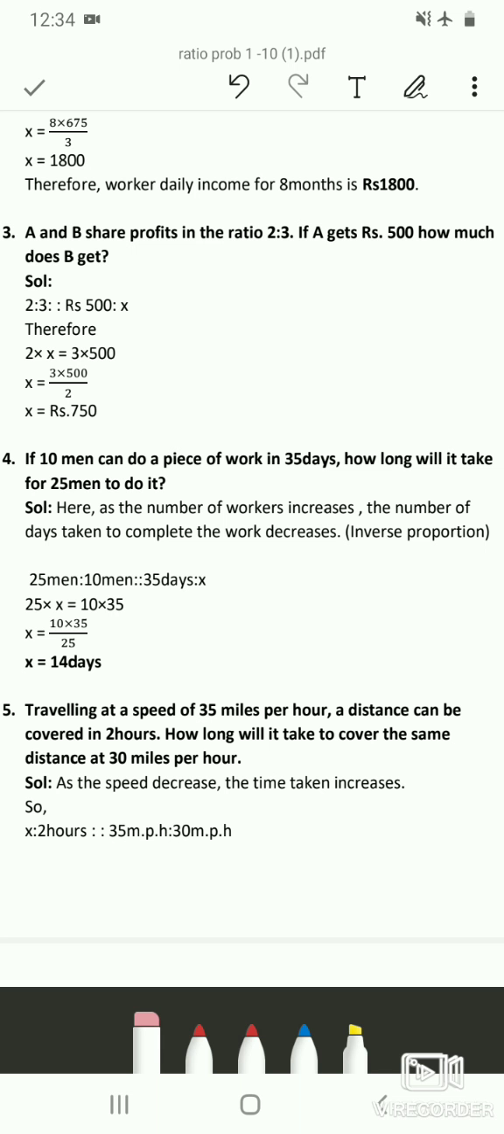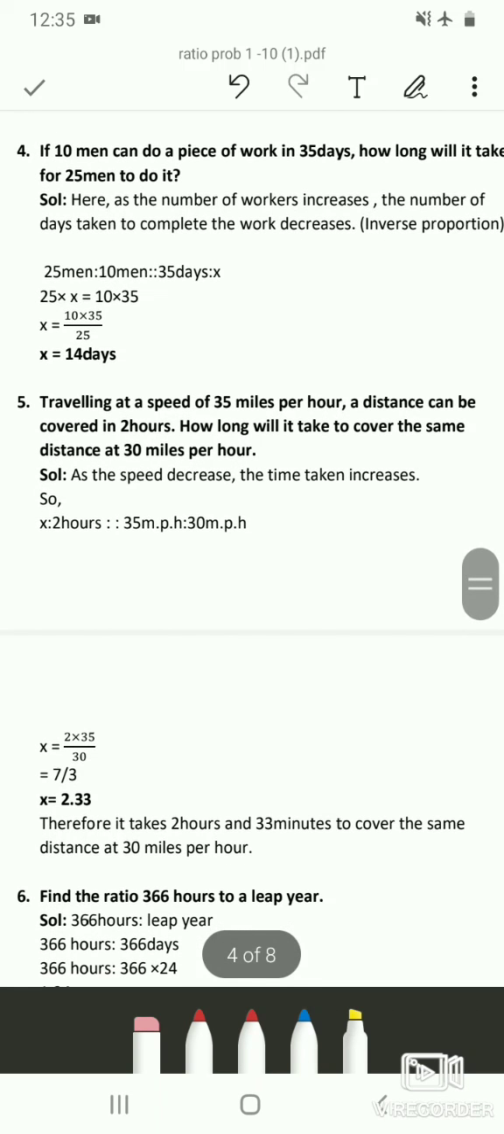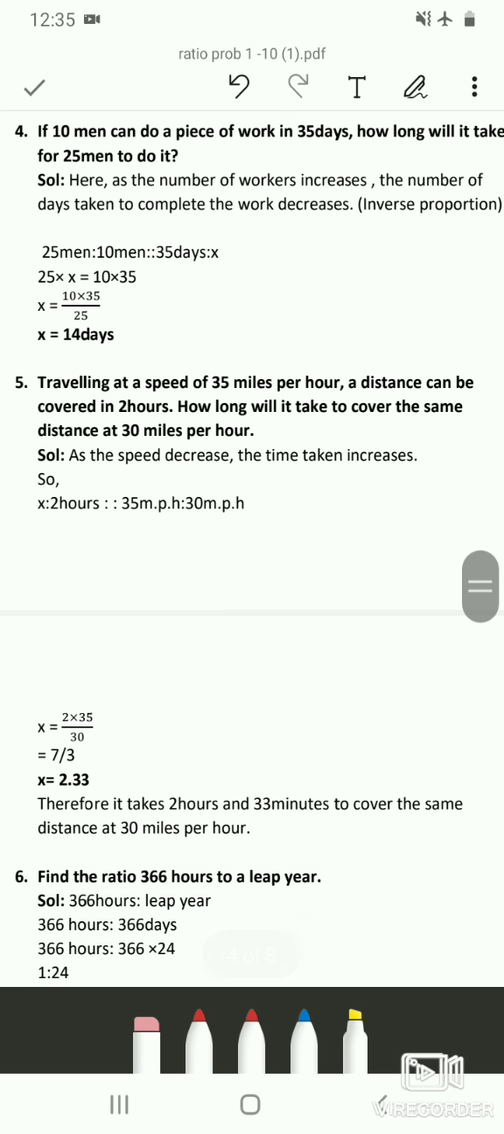So you have to first take a few minutes to understand the question, and you have to know whether it is a direct proportion or inverse proportion, and then write it in the general form of proportion and then simplify. So let us see the next question, that is, traveling at a speed of 35 miles per hour, a distance can be covered in 2 hours. How long will it take to cover the same distance at 30 miles per hour?